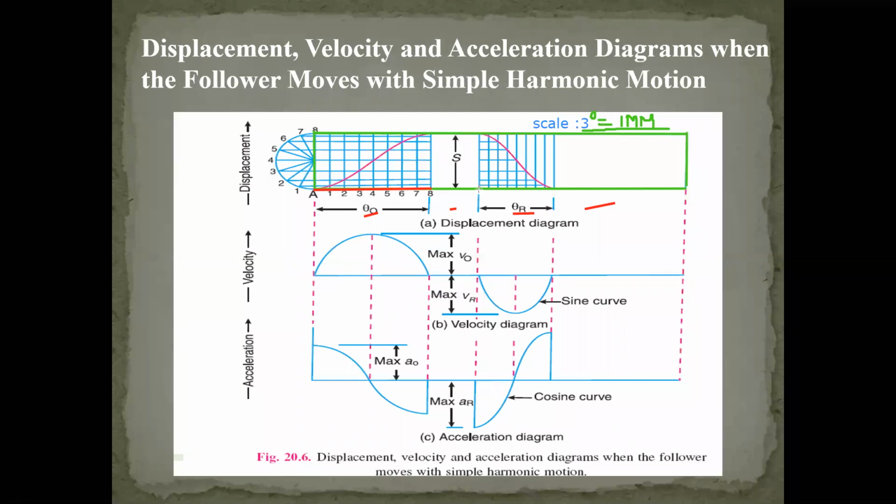Similarly, here is the return stroke period. The return stroke is also taken to be 60 degrees, and it is also converted into 8 parts. 60 by 8 means how much?